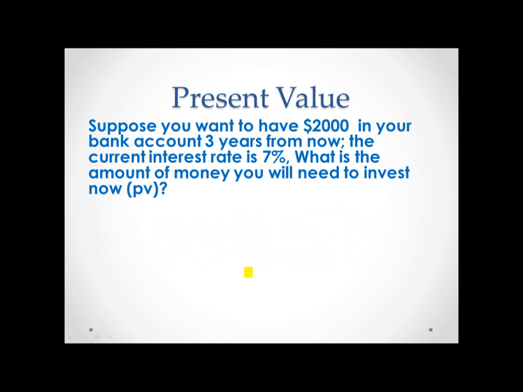Present value. Suppose now you want to have $2,000 in your bank account 3 years from now. The current interest rate is 7%. What is the amount of money you will need to invest now? So this slide here is looking at how much money you want to have in the future, which in this case is $2,000. You have an interest rate of 7%, and you want to know how much you need to put up front now in order to make that $2,000.